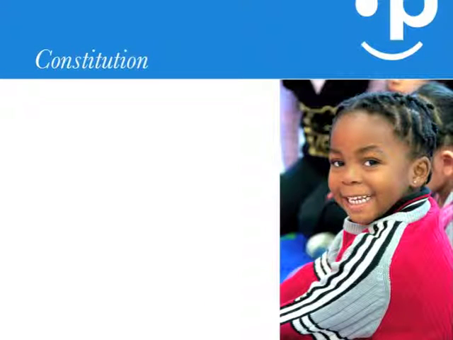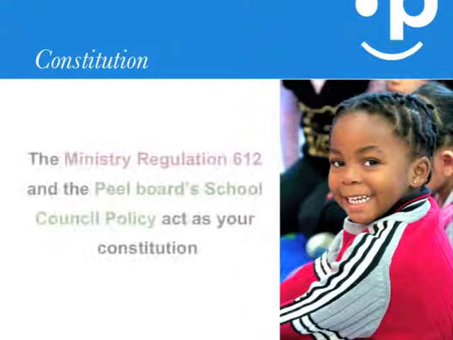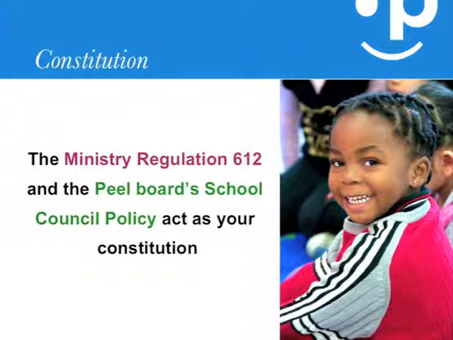It's not necessary to have a separate constitution for your school council. Instead, the Ministry Regulation 612 and the Peel Board School Council Policy act as your constitution. If a council already has a constitution of its own in place, the council may choose to continue it as long as it doesn't conflict with the regulation or board's policy.